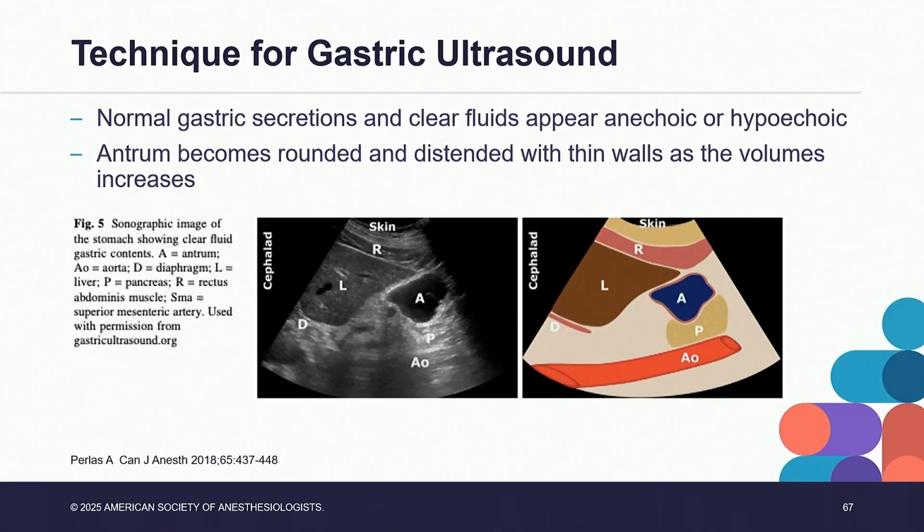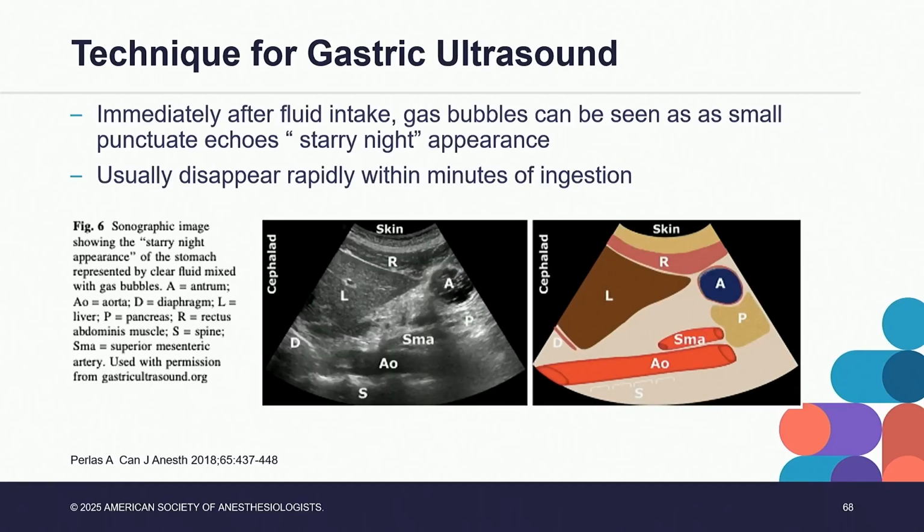Normal gastric secretion and clear fluids appear anechoic or hypoechoic. The antrum becomes rounded and distended with thin walls as the volume increases, as you see here with this clear fluid. Immediately after fluid intake, gas bubbles can be seen as small punctate echoes, called the starry night appearance, which usually disappear rapidly within minutes of ingestion. That is the starry night appearance here, because you have air bubbles being absorbed.